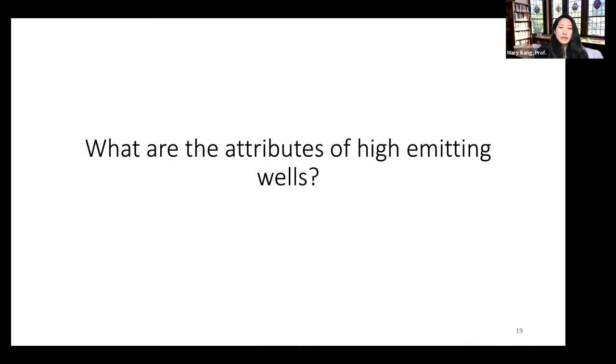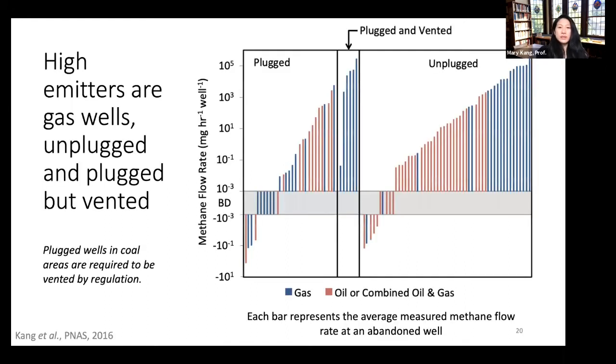So that is the next question. What are the attributes of high emitting wells? How can we find these high emitting wells? With that goal in mind, we went back out to the field to measure different types of wells. We did look at plugging status, plugged versus unplugged, and we also looked at some other variables as well.